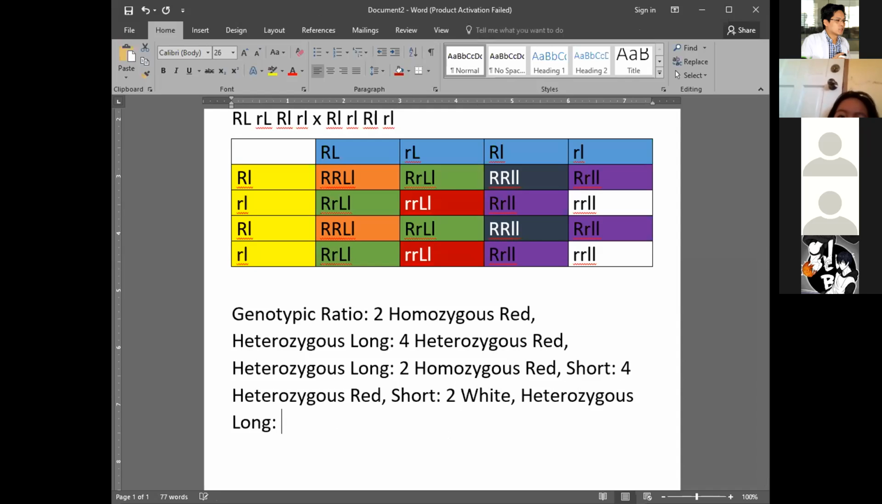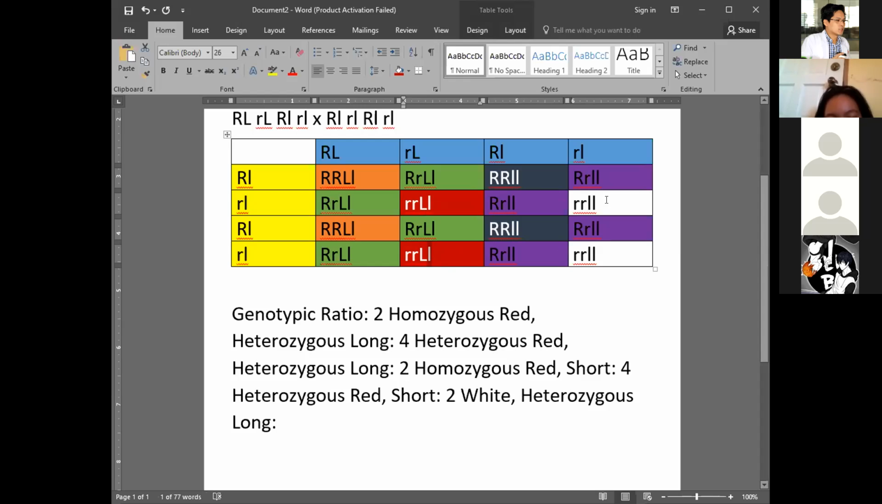Sir, why is it heterozygous? Because it has a gene for long and it has a gene for short. So it's heterozygous long. What again does heterozygous mean? Two, sir. The organism is carrying two alleles, a dominant and the recessive allele.